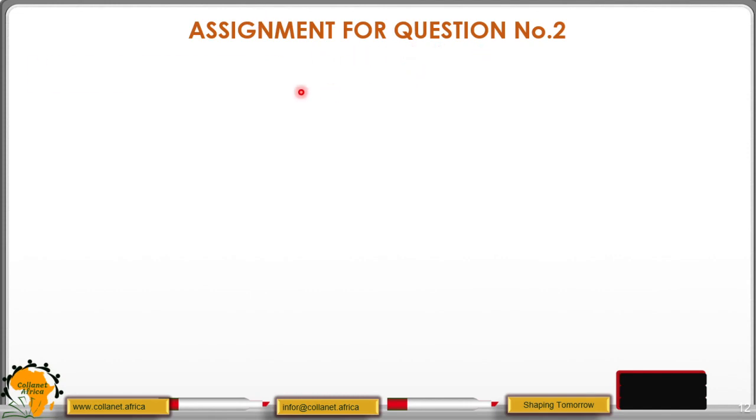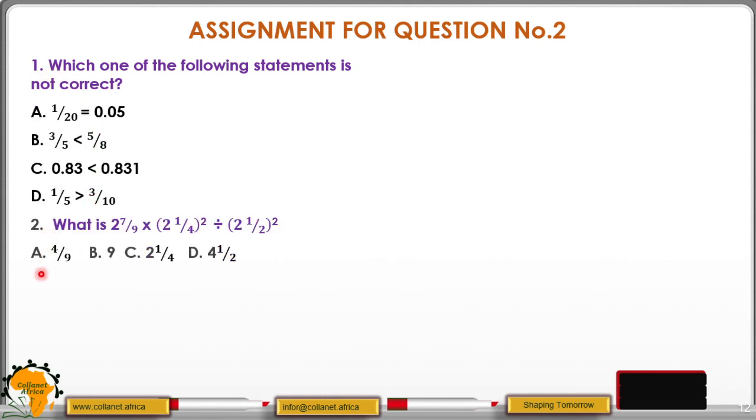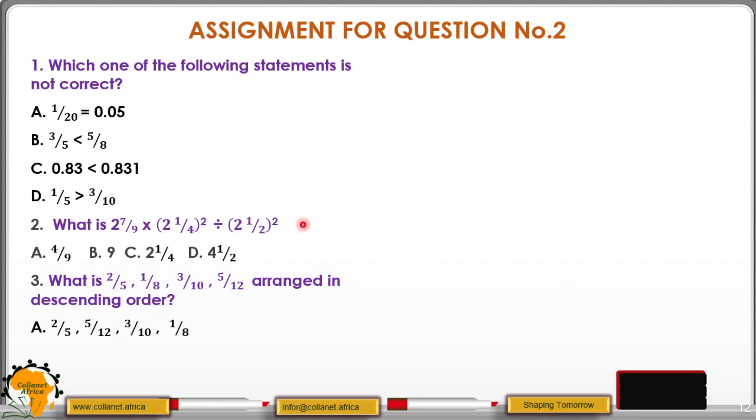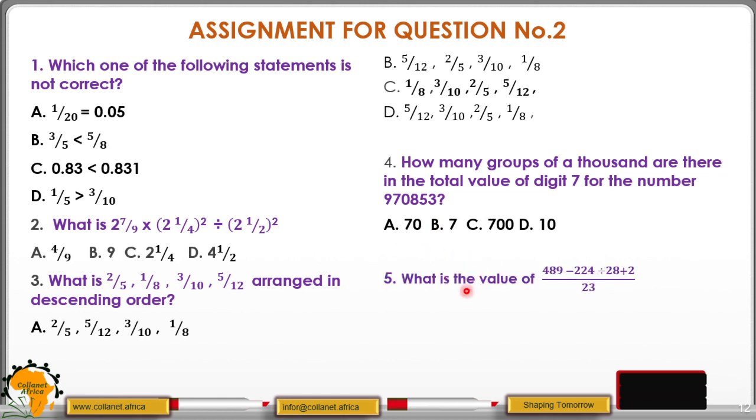Assignment for question 2. We have the first question, and the choices are provided. We have question 2, then we have the choices. Pick the correct one after doing the calculation. We have 3, we have this one, then the choices are there. Then we have question 4. Read it keenly in between the lines to understand, then check the answers, and then you mark in the answer sheet. Finally, we have question 5, then the choices are provided.